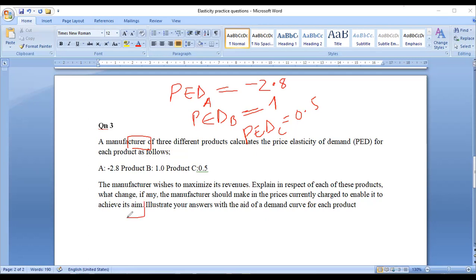For example, when we look at the price elasticity of A, what change in the price should the manufacturer do to increase the revenue? When you look at price elasticity of B, what change in the price should the manufacturer do to increase the revenue? And for price elasticity of C, what change in price should the manufacturer do to increase the revenue?